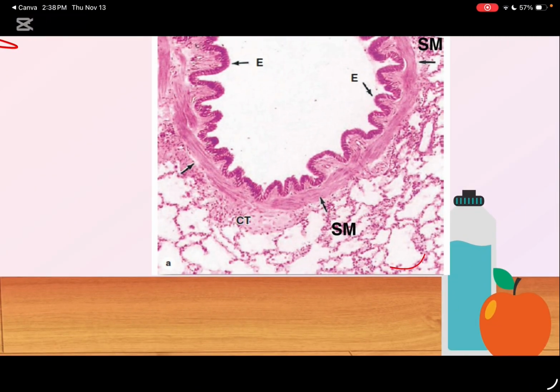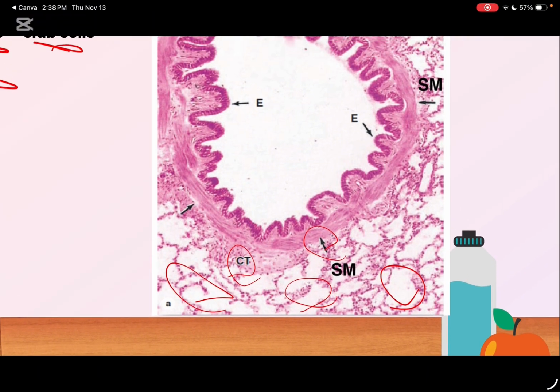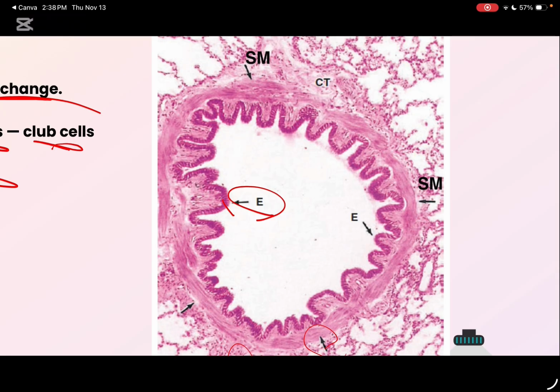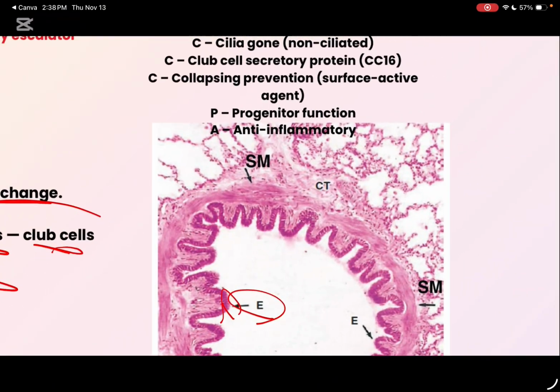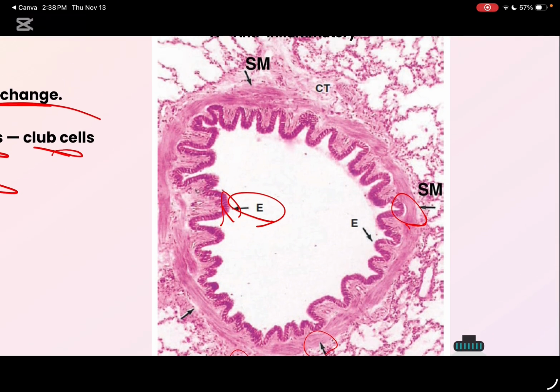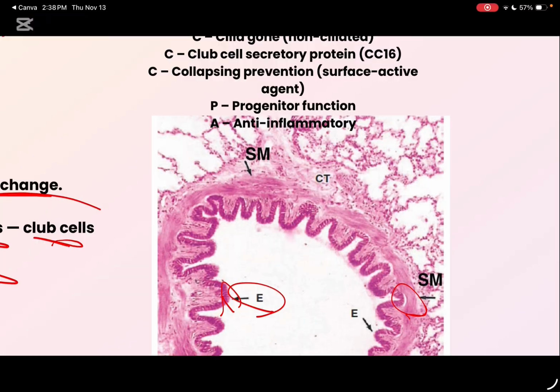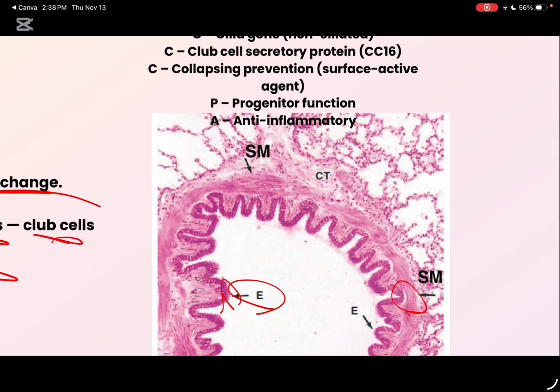As you guys can see, this is alveoli, smooth muscle, connective tissue. This is the epithelium, as you guys can see. What did we say about the epithelium? Please comment down below. And of course, smooth muscle. See, we don't have hyaline cartilage, which indicates that it is bronchioles rather than bronchi.